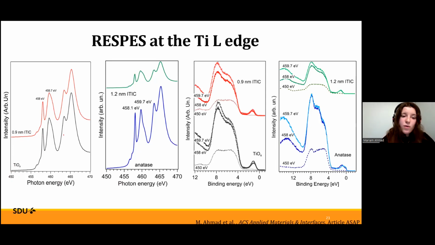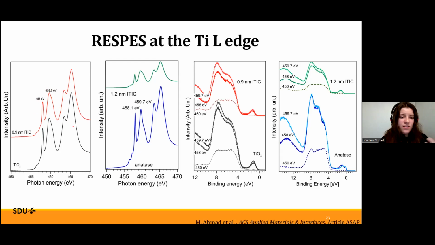The NEXAFS spectra look quite similar. We do see two main features below 462 electron volts, one at 458 electron volts and one at 459.7 electron volts, and they both originate from transitions from the titanium 2p to 3d. The one at 458 shows the transition from titanium 2p to the 3d eg suborbital, and the one at 459.7 shows the transitions from titanium 2p to the 3d t2g suborbital.